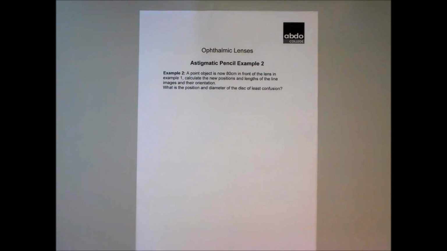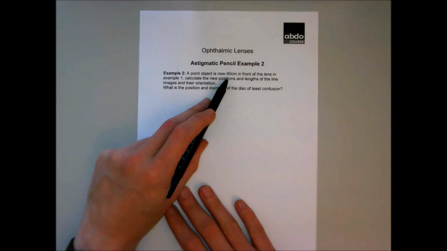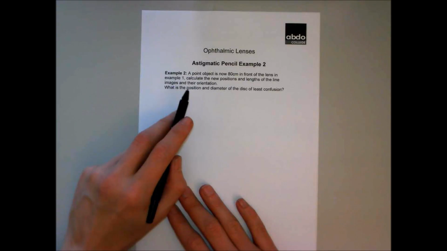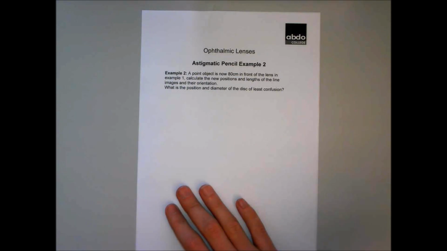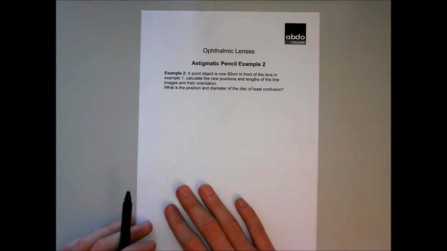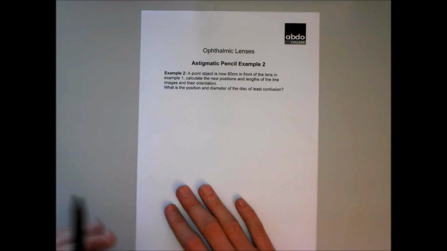Hiya folks, so if you're watching this video it means we probably didn't get time to finish the second example in the astigmatic pencil lecture. So we're going to run through an example of an astigmatic pencil question when we have a near object. Our point object is now 80 centimeters in front of the lens from example 1, and that example was a plus 2 at 90. We're asked to calculate the new positions and lengths of the line images and their orientation, and then find the position and diameter of our disc of least confusion.